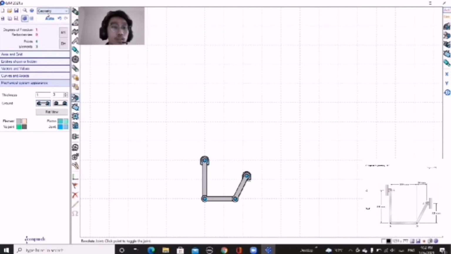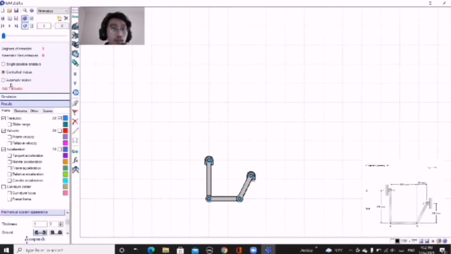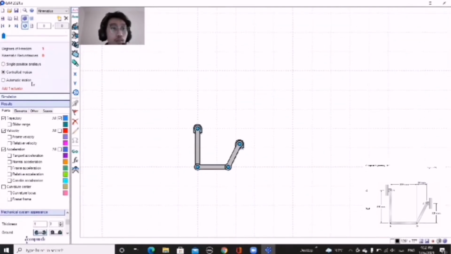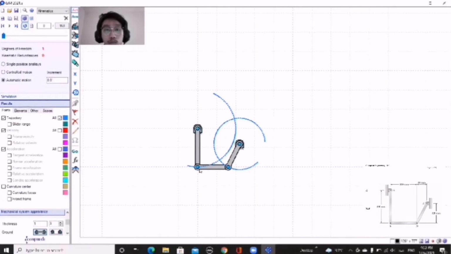So for the next step, we just simply put on geometry to kinetics. So for this part, you can see you can choose automatic motion. So the blue line is actually the track of the joint movement. So as you can see the movement right now.